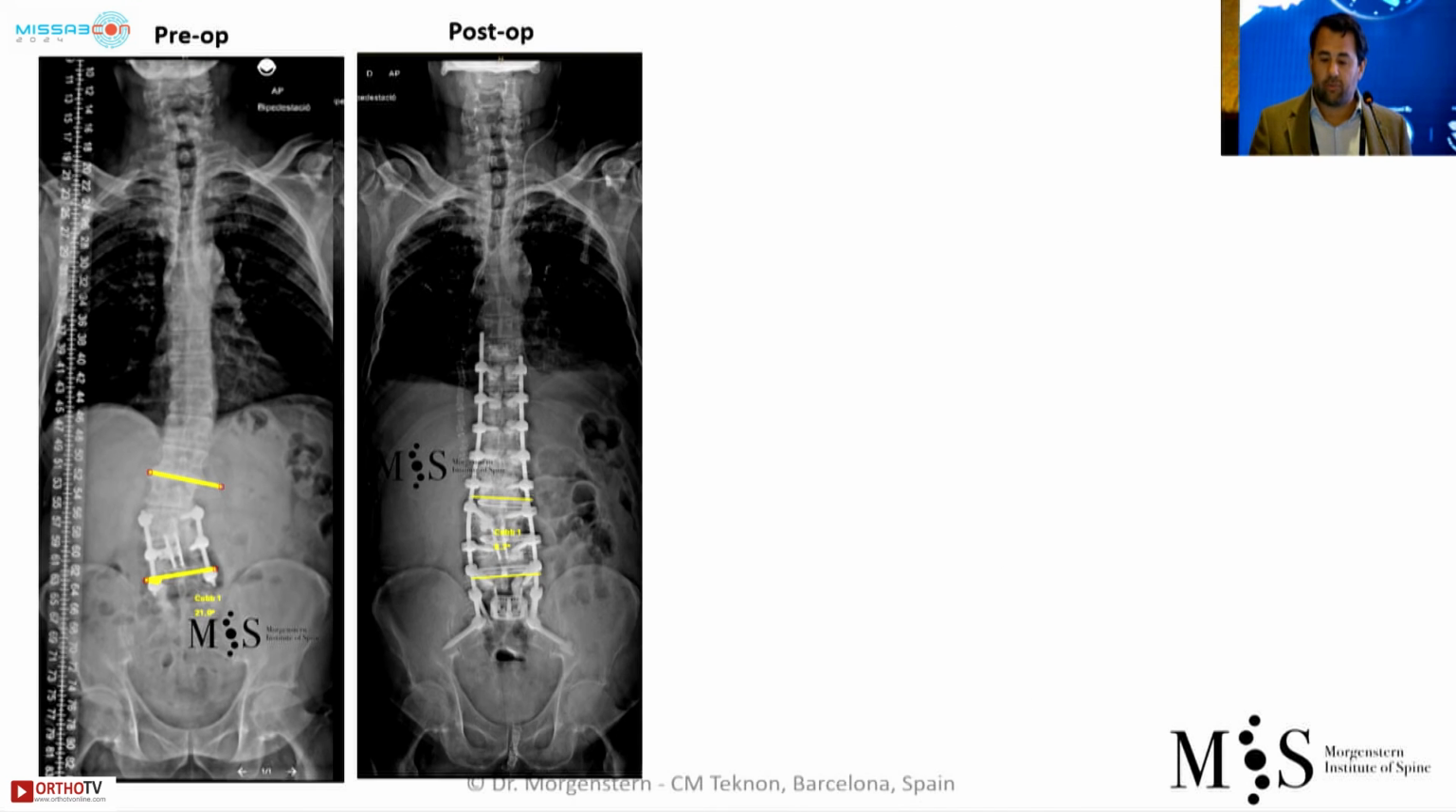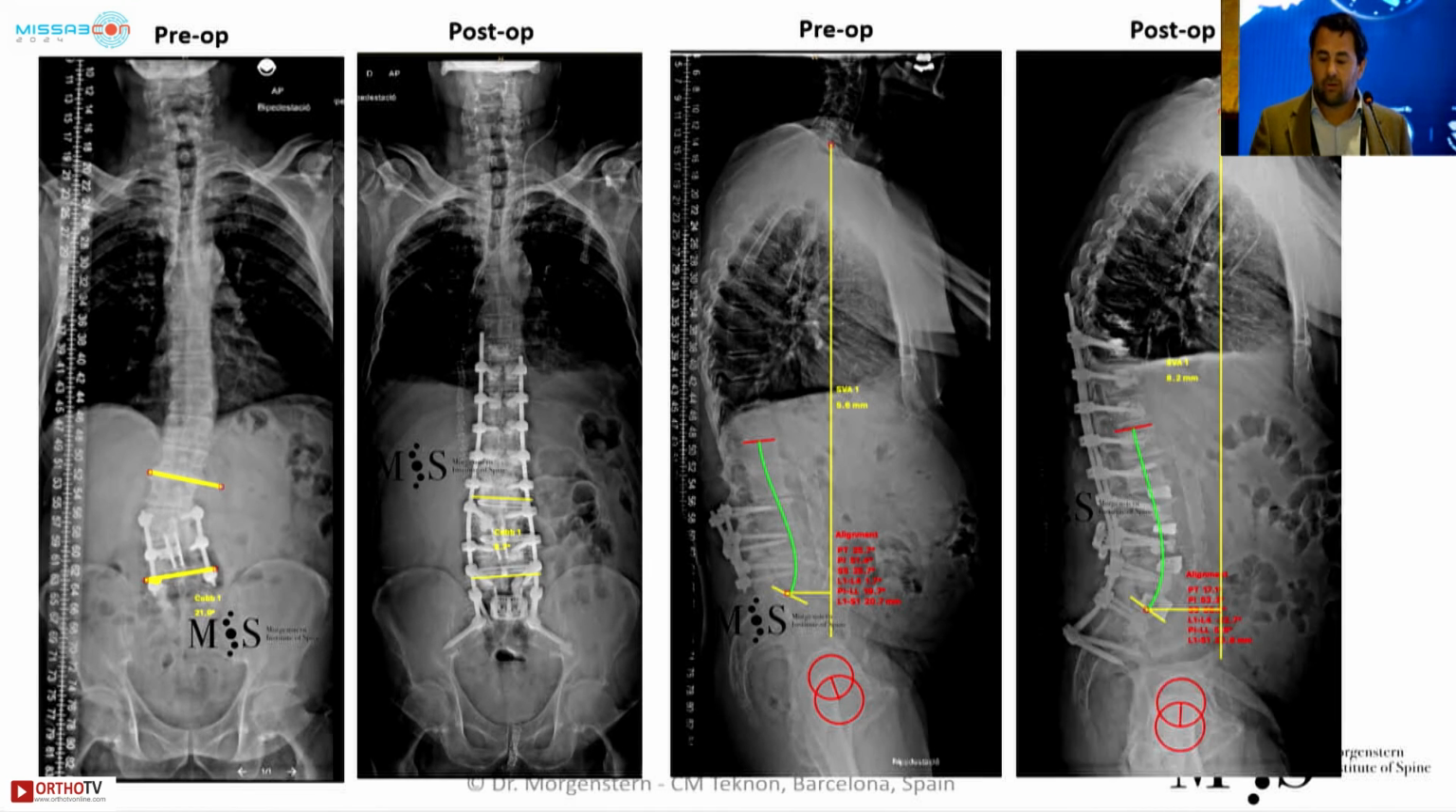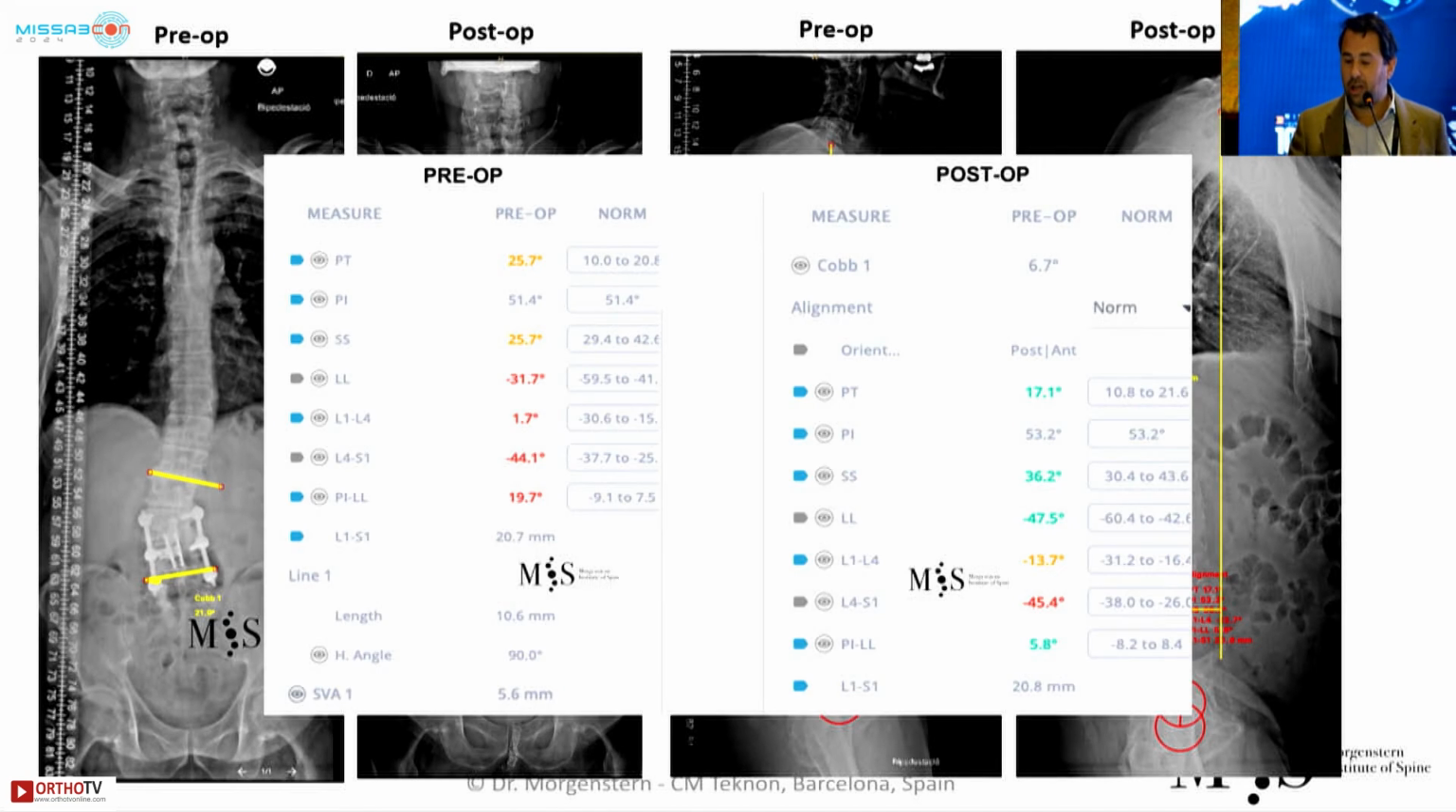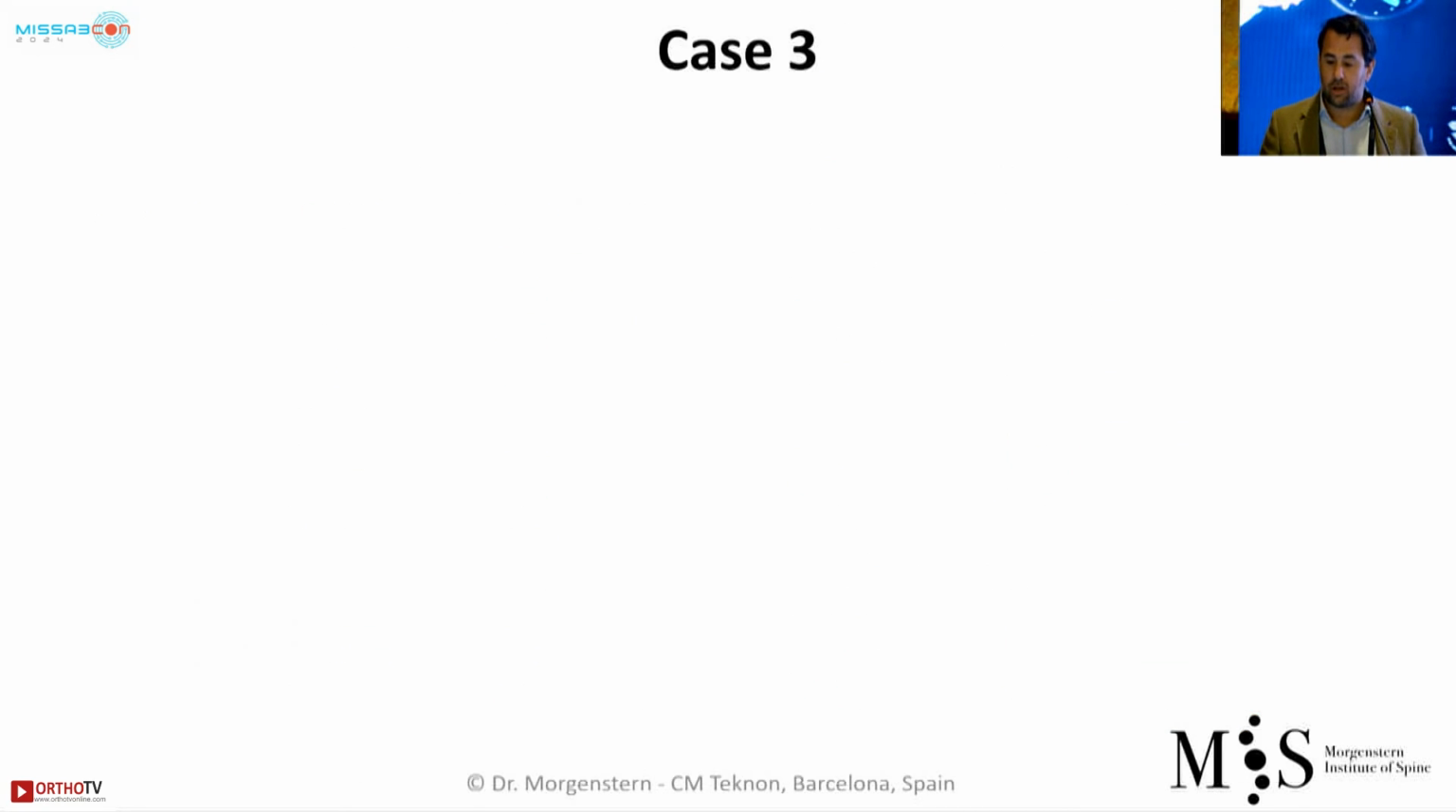This is intraoperative, this is postoperative, and you can see again a good gain of lordosis, a good compensation coronally. And when you look at the parameters, you see that you can get a very nice correction, PI minus LL about 5 degrees, so actually a good correction, and the patient is happy.